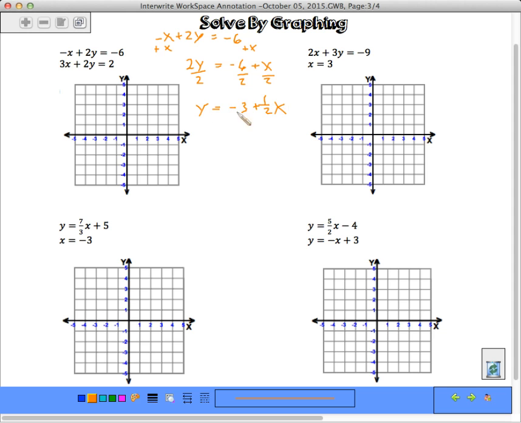I know the number not with the x is my y-intercept, right here, when y is by itself. And then this is rise over run. So I'm going to go up 1 over 2, up 1 over 2. Okay, and I'm going to go ahead and graph that line. So I want the line that goes through that. Should really have arrows. There we go.